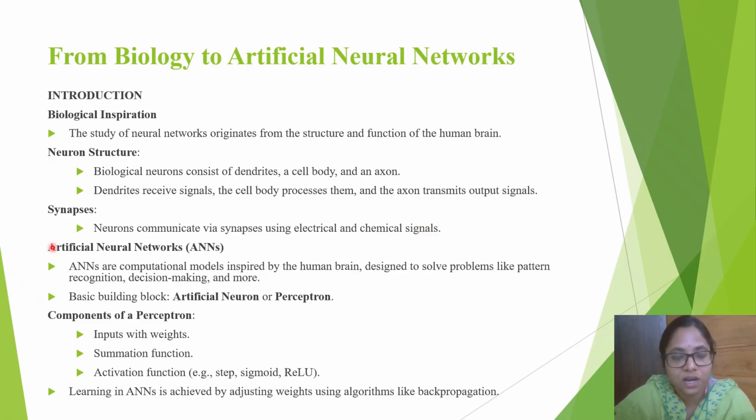So the next one is artificial neural networks. What is meant by artificial neural networks? It is called ANN. ANNs are computational models inspired by the human brain, designed to solve complex problems like pattern recognition, decision making, etc. The basic building block of ANN is the artificial neuron, or perceptron. So perceptron is nothing but an artificial neuron.